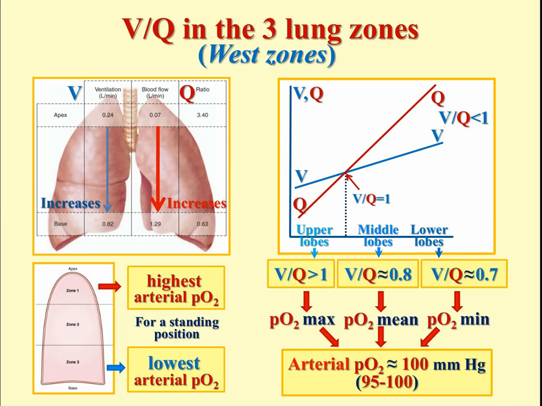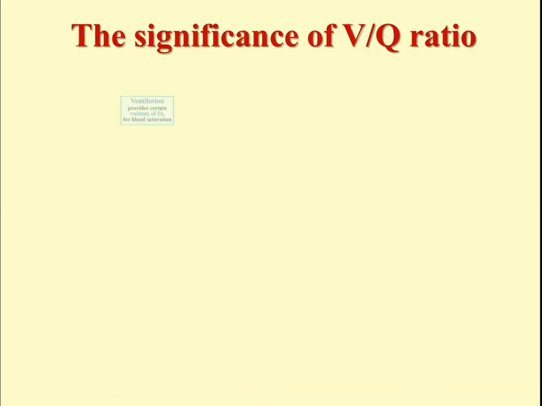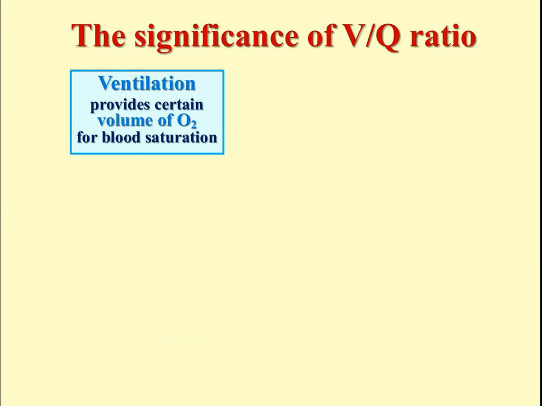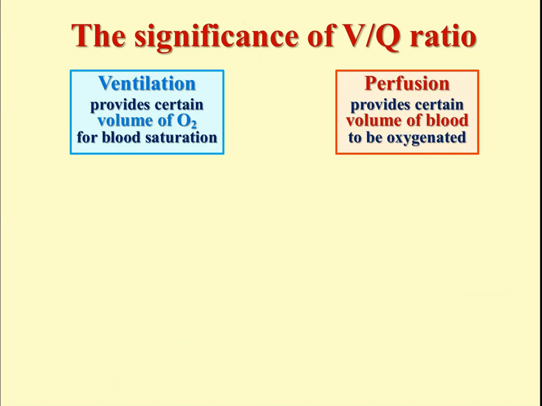And what happens in case of changes of this ratio? Let's consider the significance of this ratio. First, again I remind, ventilation provides certain amount of oxygen for saturation of blood. And perfusion, blood supply, provides certain volume of blood which should be oxygenated by this oxygen. Of course, between ventilation and perfusion there should be correspondence, because each portion of blood needs certain amount of oxygen. No more, because it cannot bind more than it can, but no less, of course.